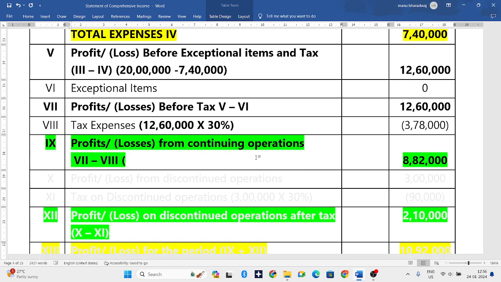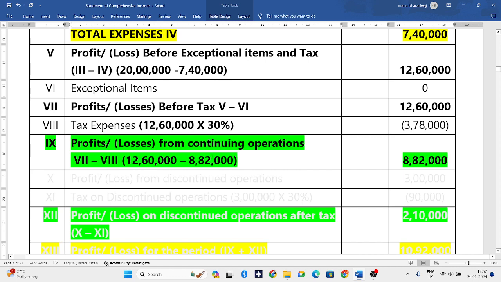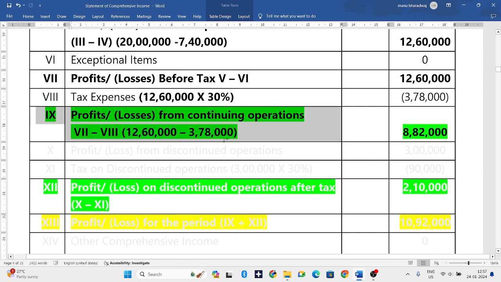So how did we get this? 12,60,000 minus 3,78,000. We will get 8,82,000. This is our profit or loss from continuing operations. Till here, one segment of our SOPL is completed.